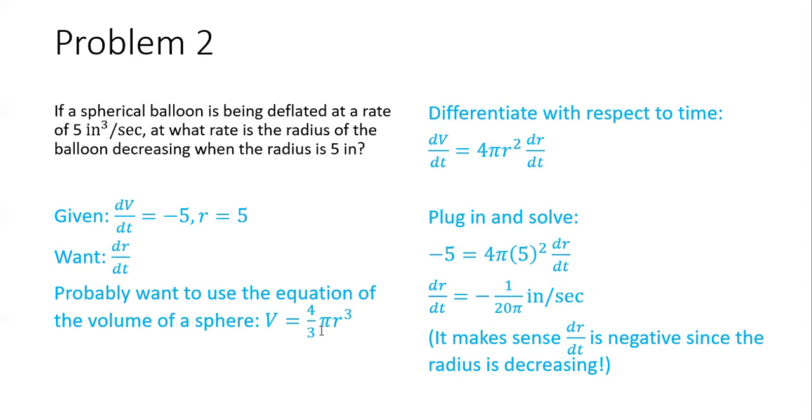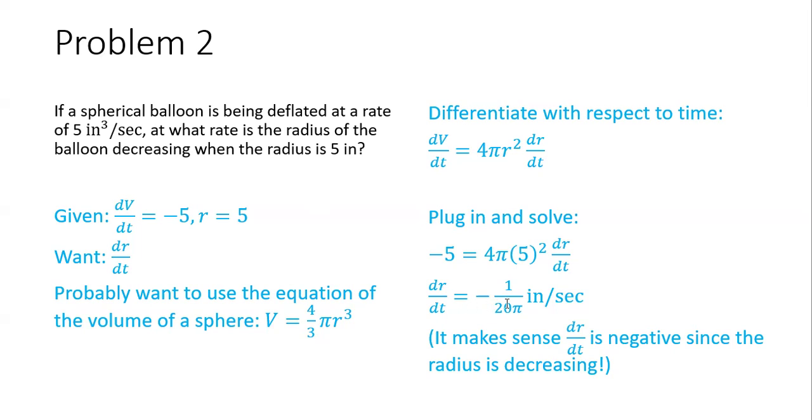Volume is 4/3 pi r cubed. So we differentiate this with respect to time, implicitly differentiate. So dV/dt is 4 pi r squared dr/dt. Do we have everything? We have dV/dt. We have r. We want dr/dt. So we plug everything in, solve for dr/dt.